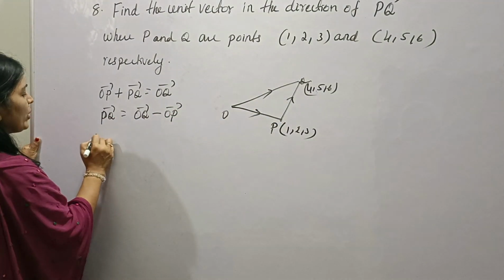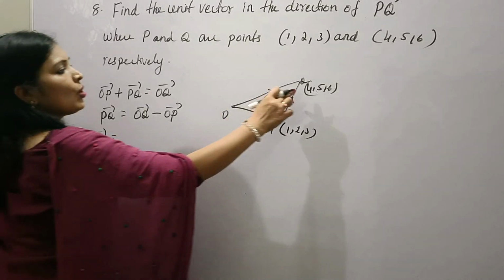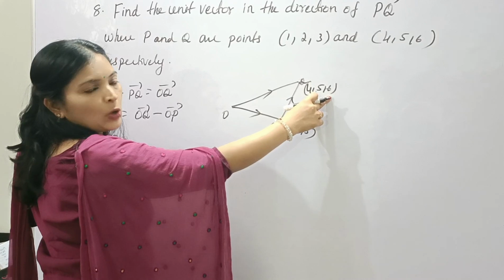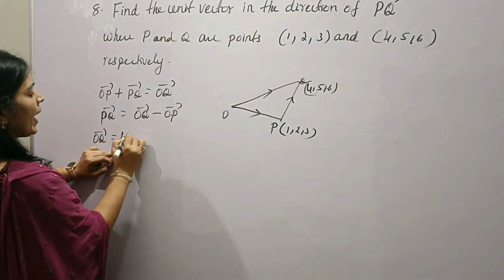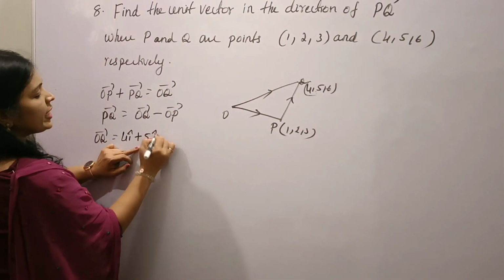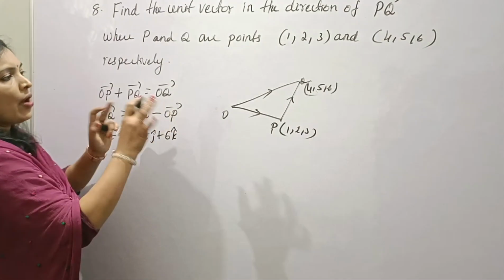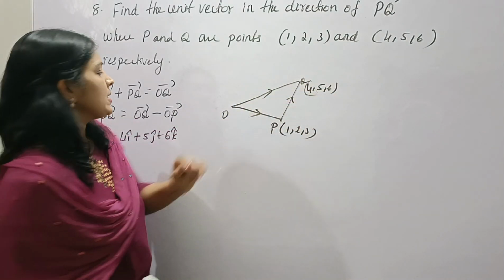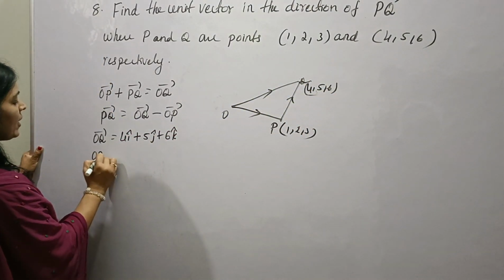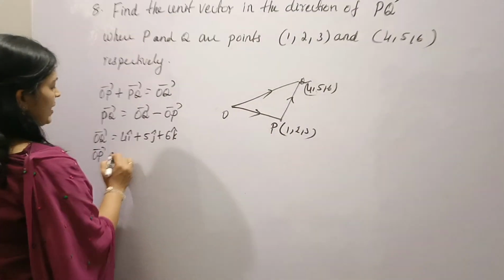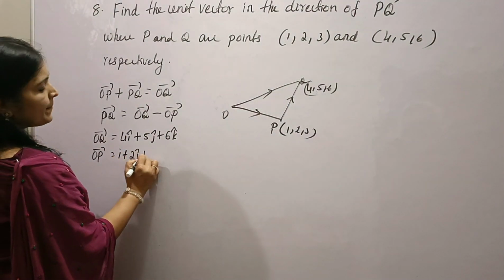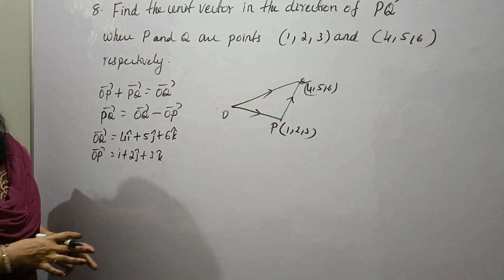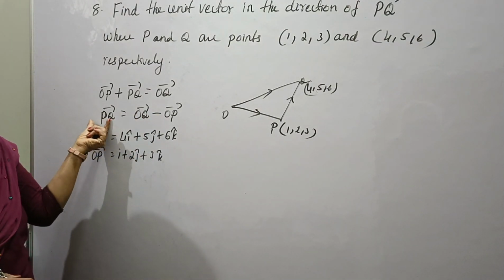Here vector OQ, where (4, 5, 6) are the X coordinate, Y coordinate and Z coordinate, is 4i plus 5j plus 6k. Vector OQ is nothing but 4i plus 5j plus 6k. And vector OP is equal to i plus 2j plus 3k. Now we have vector OQ and vector OP, we can find vector PQ.